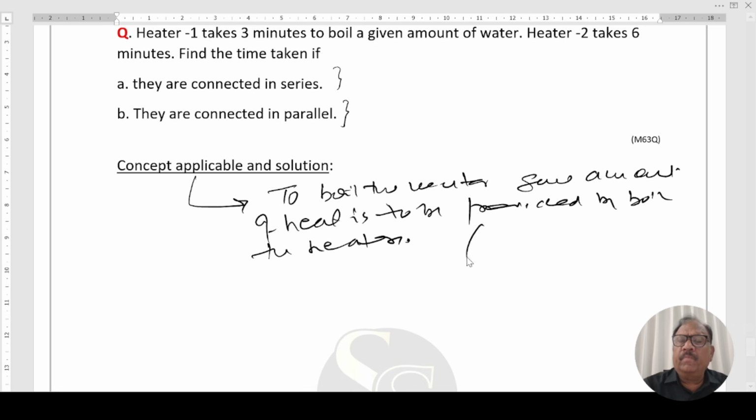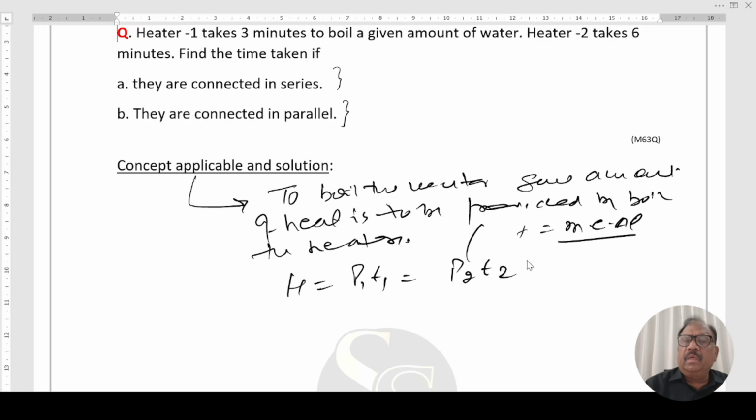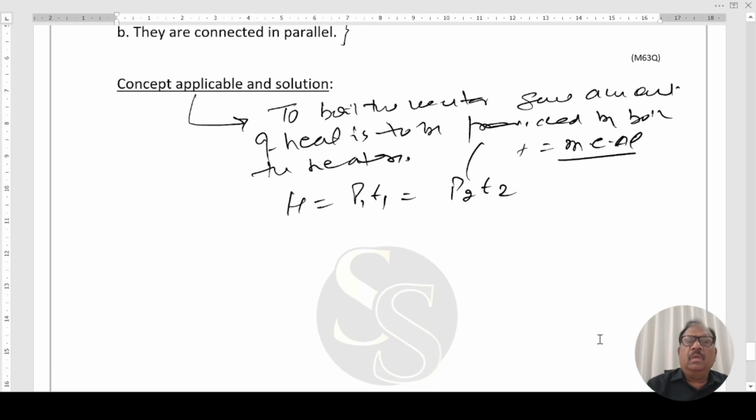You know, M into C into delta theta, whatever heat the water requires, right? Now, H will be equal to P1 T1 equal to P2 T2. Heat will be same.